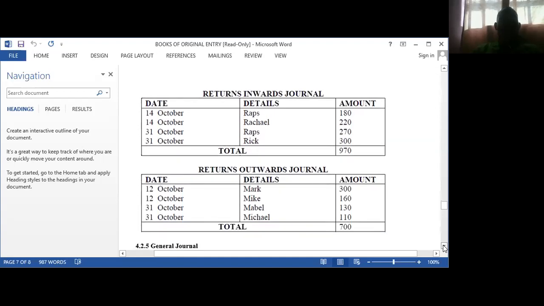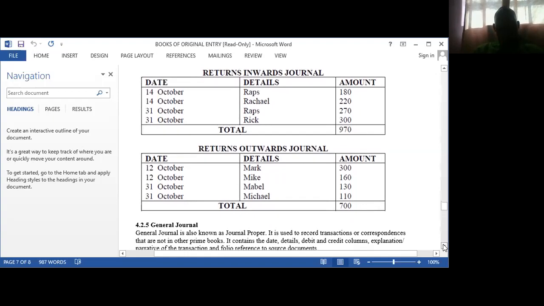The same case applies to the return inwards. Remember, return inwards will come from debtors because it is people who bought from us, now returning goods to us again. Whereas return outwards normally originate from purchases because it is the people who supplied us goods, but we are returning the goods back to them. So these people are our suppliers or creditors, whereas these people are our customers. Note that. And that's how we do it.